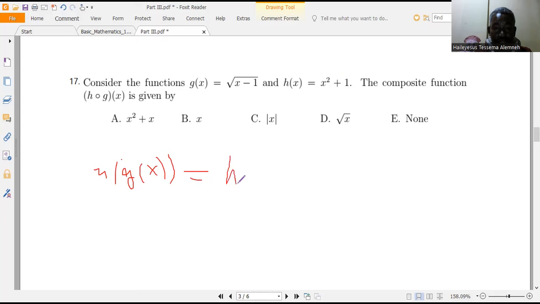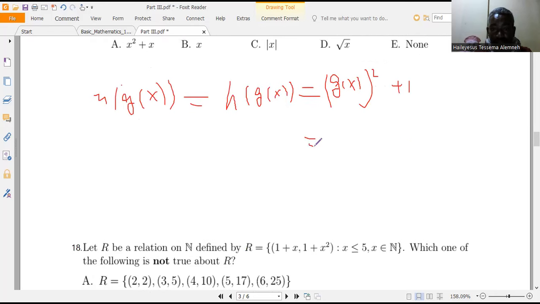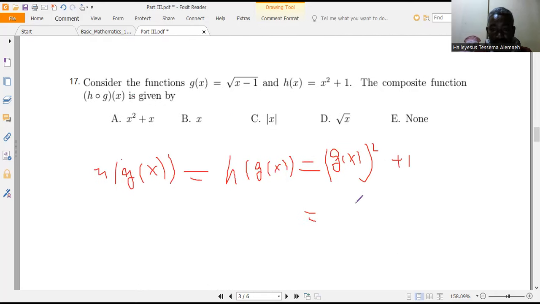So h of g of x can be written as g of x squared plus 1, which is the same as g of x squared plus 1. And g of x is the square root of x minus 1, so the whole square of the square root of x minus 1, plus 1.